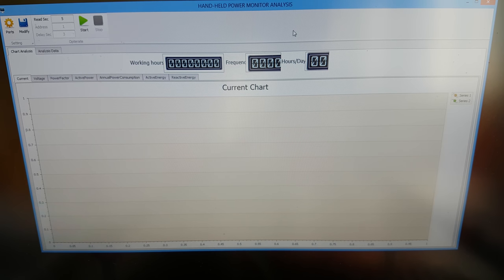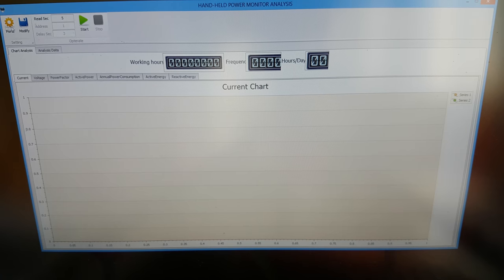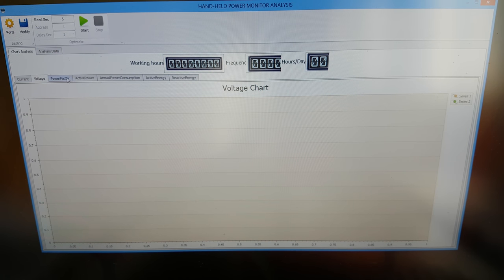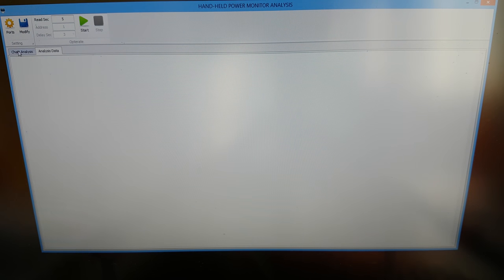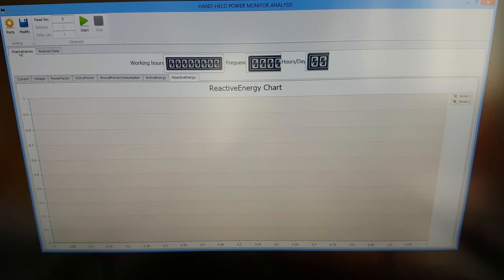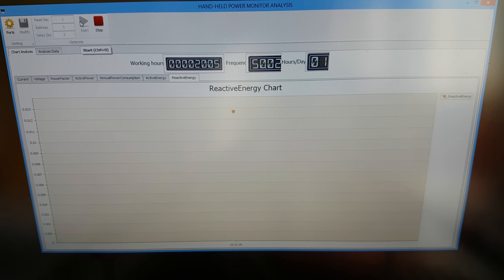Okay, so the interface looks really simple. You have a record per second, a start and a stop, and then you appear to have voltage, power factor, active power, annual power consumption, active energy and reactive energy. You've got working hours, frequency and hours day up there. An analysis here, so let's see what happens when we press start. Actually, let's change that to a 1 second interval. Press start. Okay.